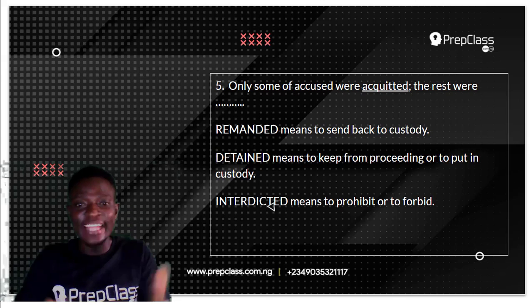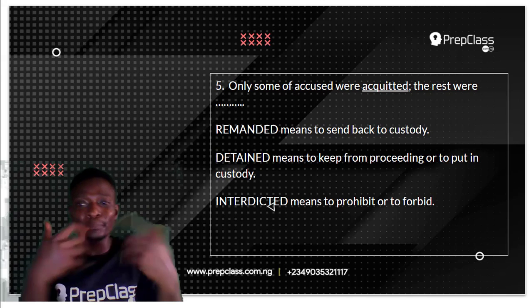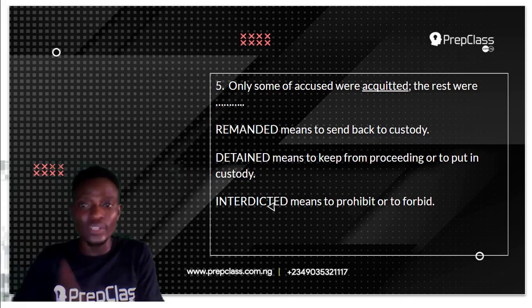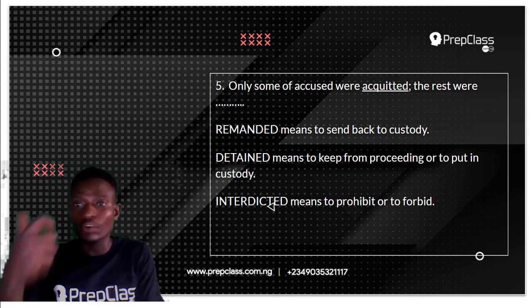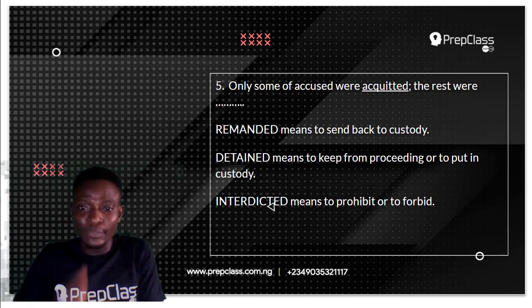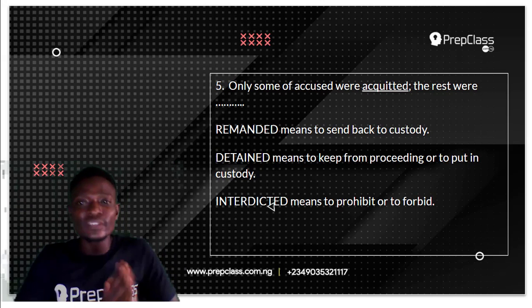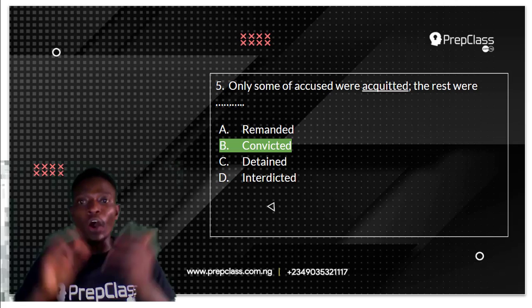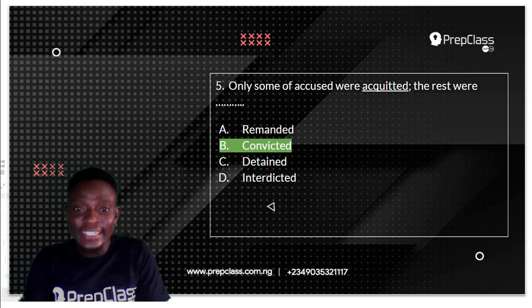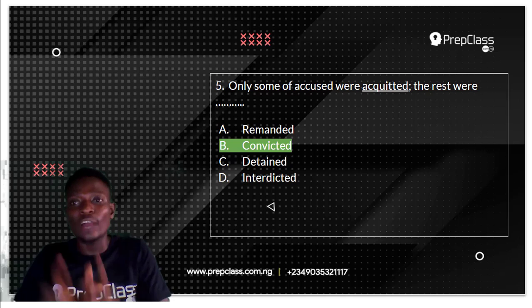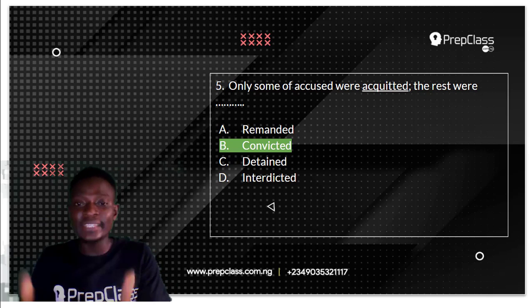Now, it is not detained because detained means to keep from proceeding or to put in custody. Now, this is not the opposite of acquitted. It is not interdicted because interdicted means to prohibit or to forbid. This is not the opposite of acquitted. The opposite of acquitted is convicted. So only some of the accused were acquitted, the rest were convicted.